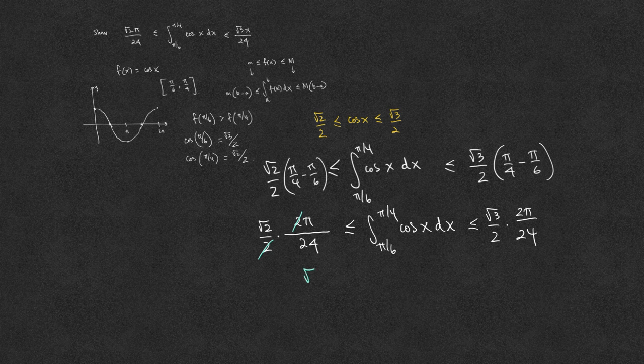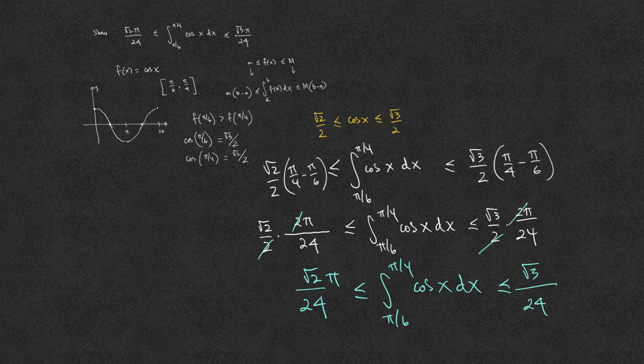The left part is root 2 over 24 pi, less than or equal to the definite integral from pi over 6 to pi over 4 of cosine of x dx, less than or equal to root 3 over 24 pi. And this is exactly what we were asked to show.